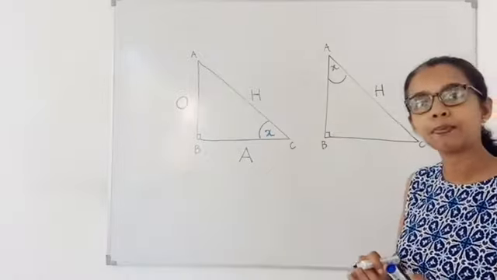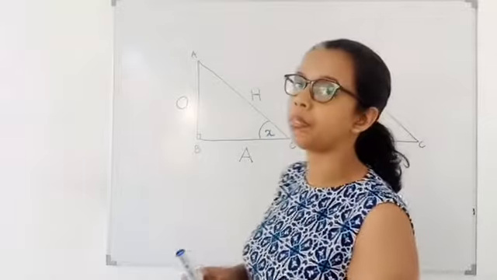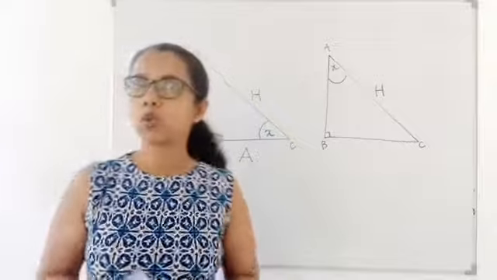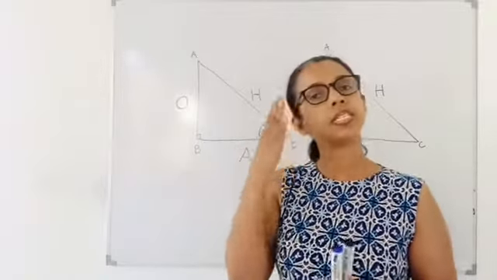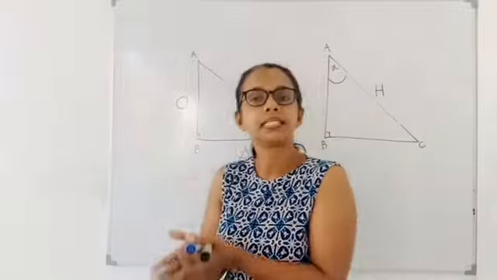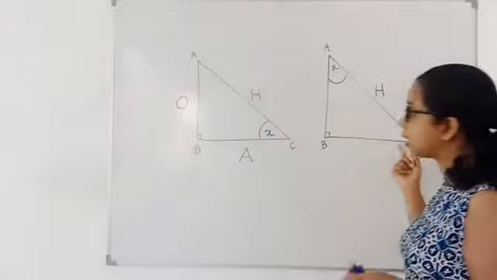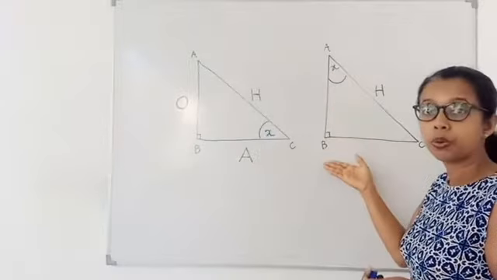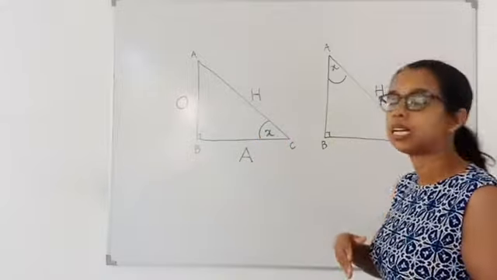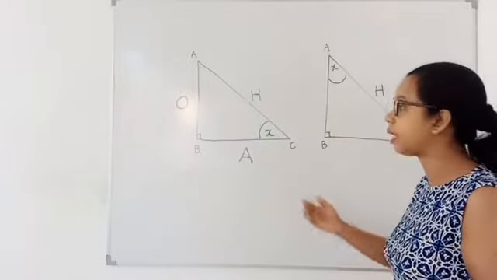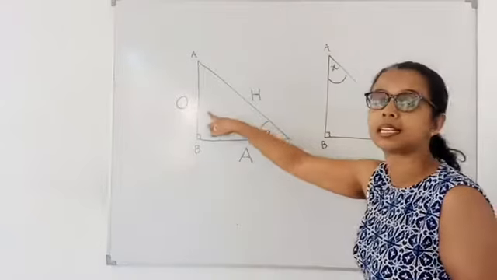AB will become the hypotenuse. Now how about the opposite side and the adjacent side? What was the definition I gave you, children? The side which is exactly opposite to the selected angle will be the opposite side. Will it be AB now? No, right? Because here, AB is the opposite side. Why? That is the side which is exactly opposite to the selected angle.